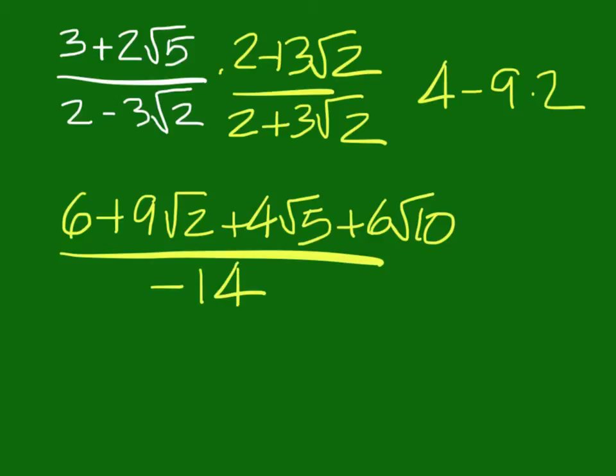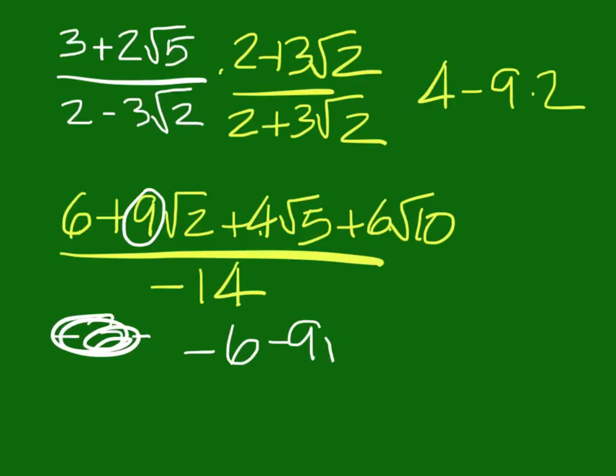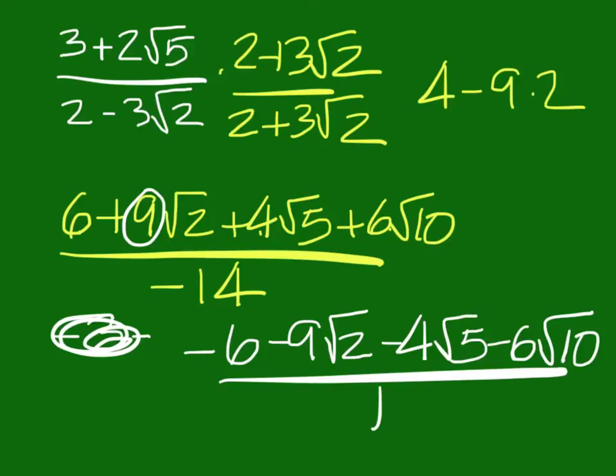And then on the top here we have 6, 9, 4, 6, and then a 14. They're all even. So you can cut them in half and change the sign at the same time to get negative 3. No, we cannot. We have a 9 there. So you cannot do that. So all you can do is change the sign to negative 6 minus 9 square root of 2 minus 4 square root of 5 minus 6 square root of 10 over 14.